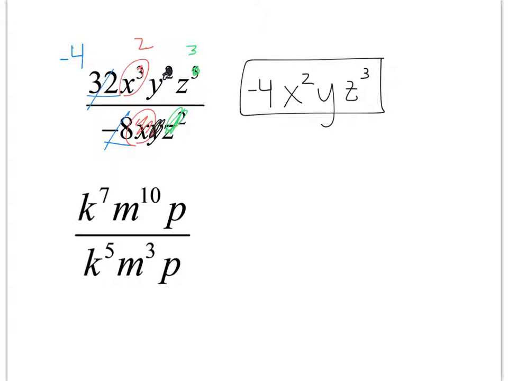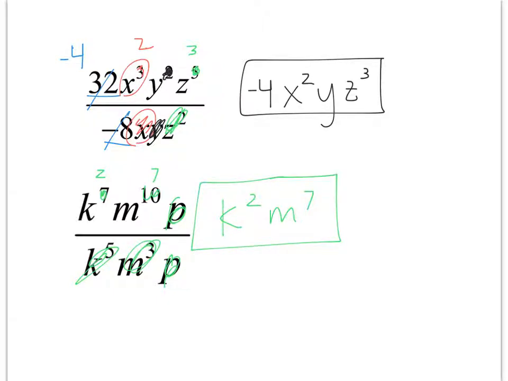All right, the next example, if we look at simplifying here, again, if I take away k to the fifth, I'm left with k squared. Take away m cubed, I'm left with m to the seventh. And the variable p's both cancel out, so they are both gone, so I don't need to even write anything. So my final answer is k squared m to the seventh.